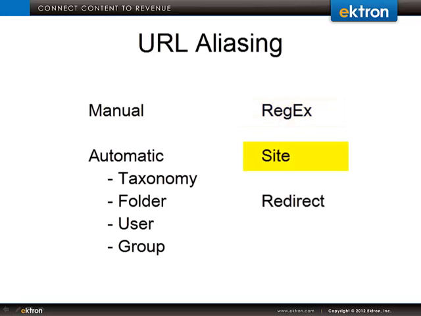Use the site alias if you want to access the same site with more than one URL. Use the redirect alias when you want to forward a user from an old URL to a new URL. The following slides show each of these types of URL aliases in more detail.